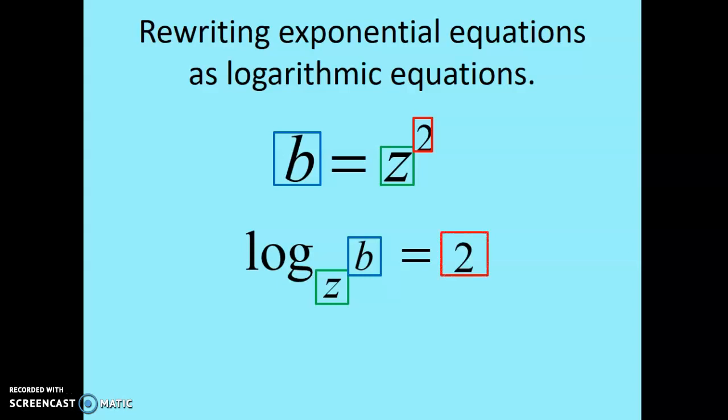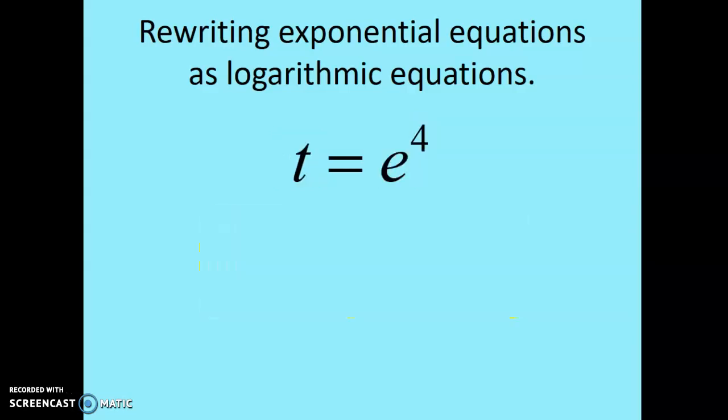All right, so now we're at a point where we have 13 through 16 left. Please try those on your own. Pause the video, try those problems, come back and see the answers.